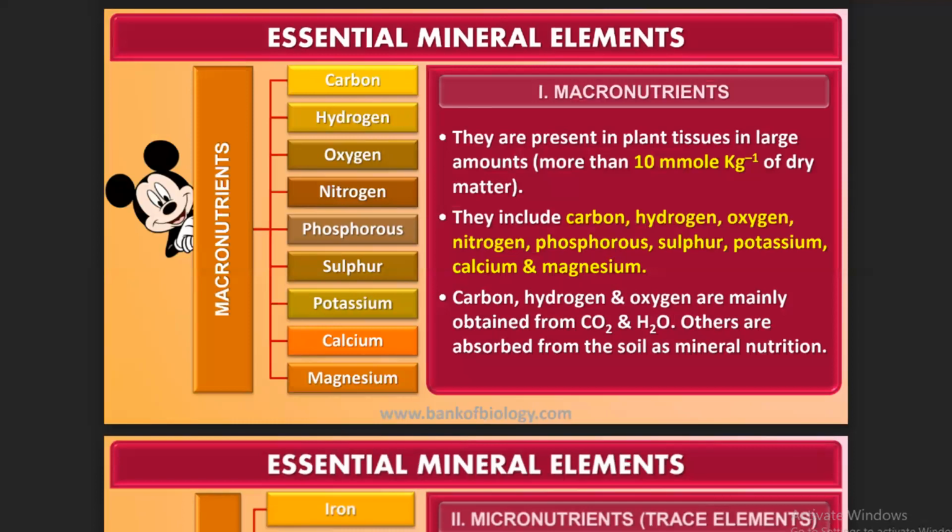Now let's see macronutrients. Macronutrients we have carbon, hydrogen, oxygen, nitrogen, phosphorus, sulfur, potassium, calcium, and magnesium. There is a mnemonic called Hopkins. You just find it. Chop means C for carbon, H for hydrogen, O for oxygen, P for phosphorus, K for potassium, and I is silent, I think. Okay, you will find it.